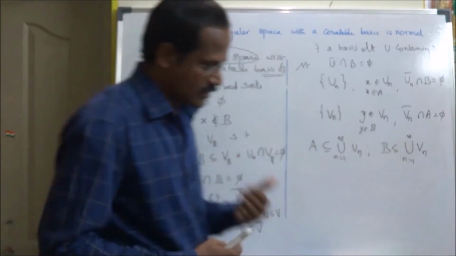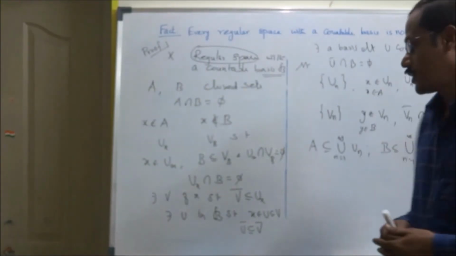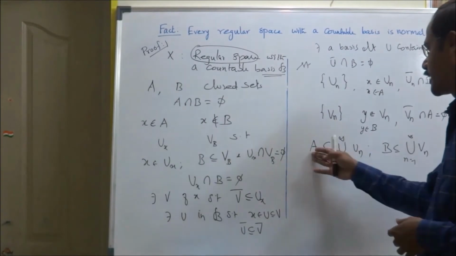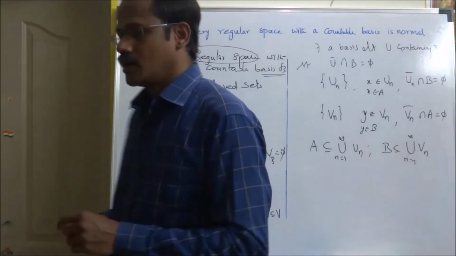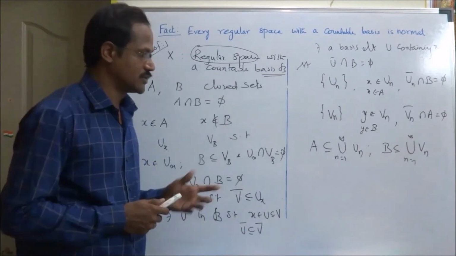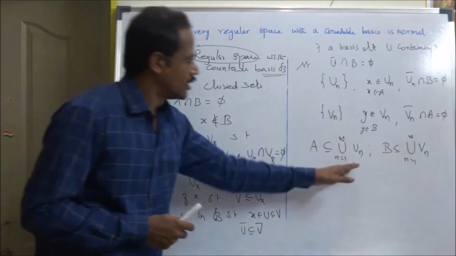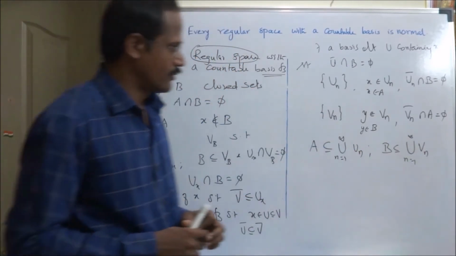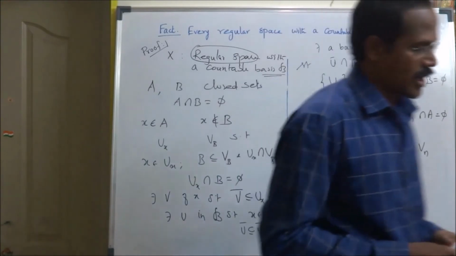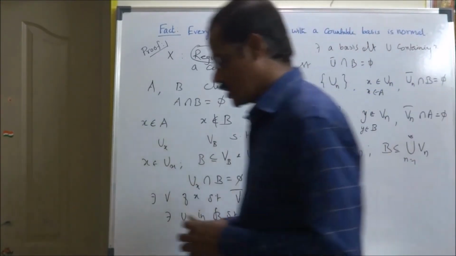But if we take the union of Un as U and the union of Vn as V, you may get an open set containing A and an open set containing B, but we are not sure that these two are disjoint. For having such disjoint open sets which separate A and B, we do as follows.